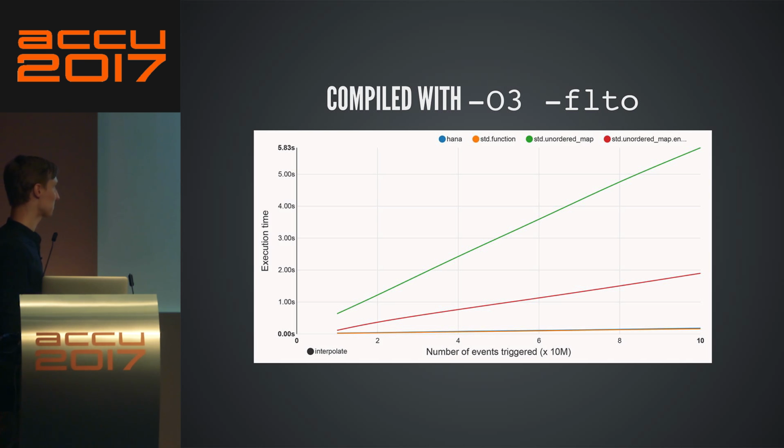And then I inserted the same thing in the two maps, right? A std::unordered_map and a hana::map. And I basically triggered that number of events: 2, 4, 6, 8, and 10. And these are times 10 million events. This is like 40 million events. And then I just triggered them and timed it.